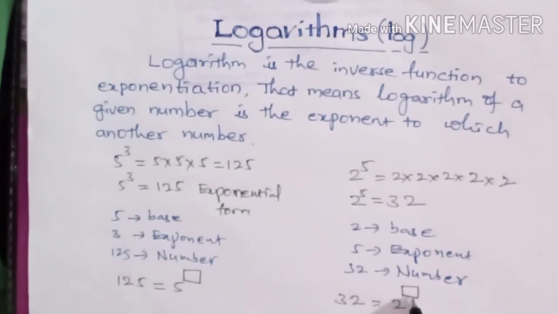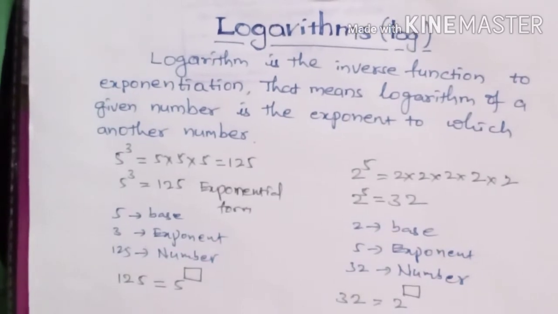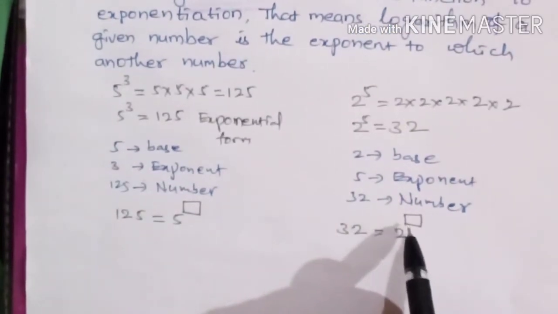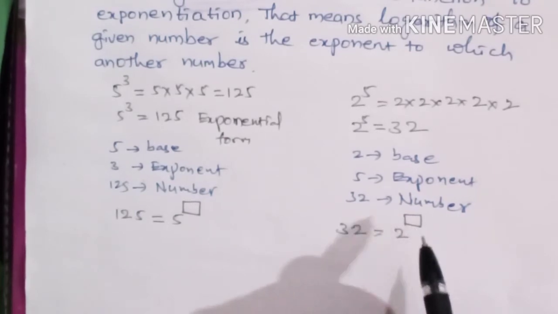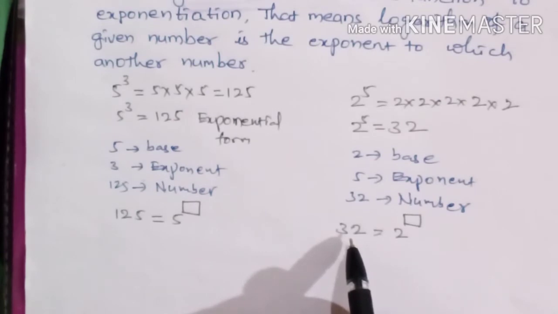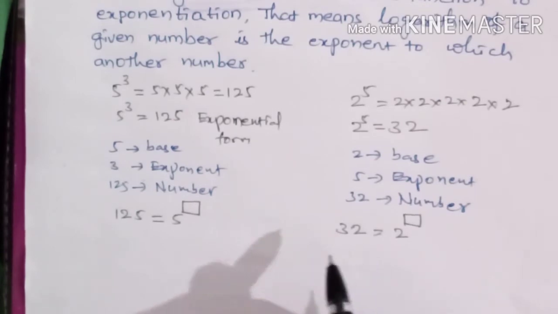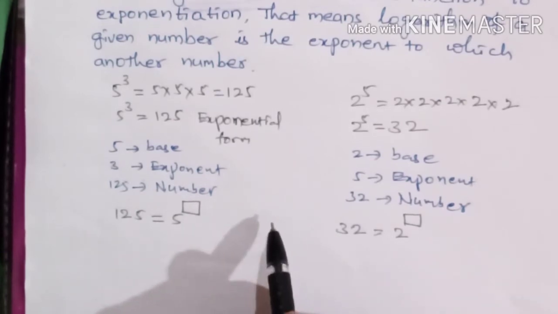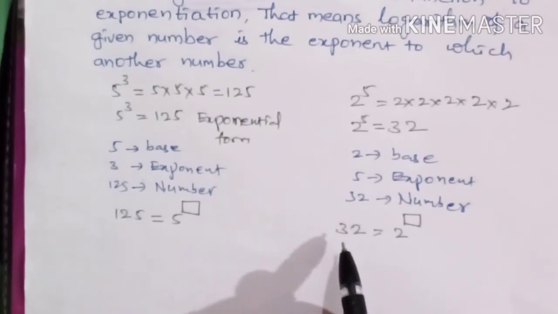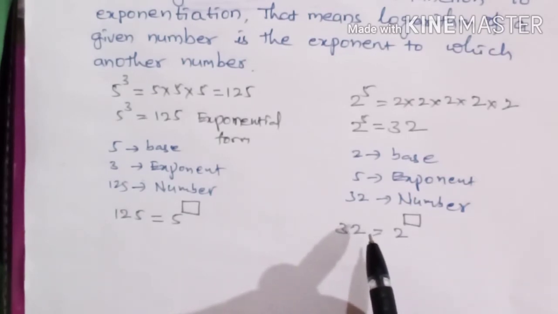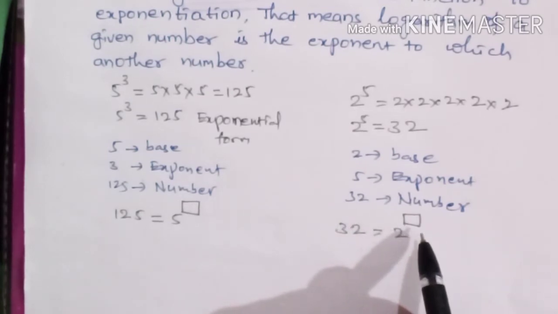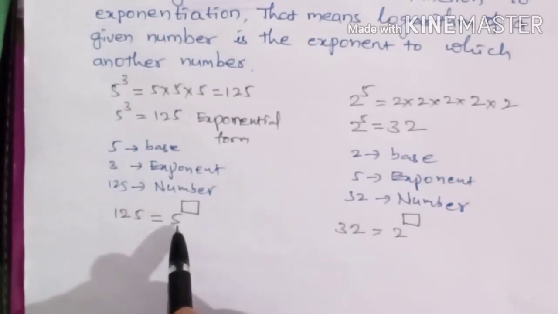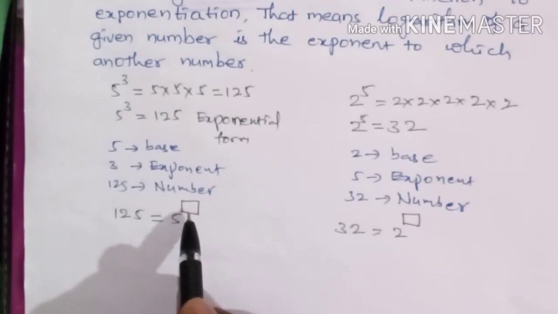In the same way, to which power should 2 be raised to get the number 32? We are asking about the power of 5, or 32 is which power of 2? Obviously it is 5. And here obviously 5 is raised 3 times.